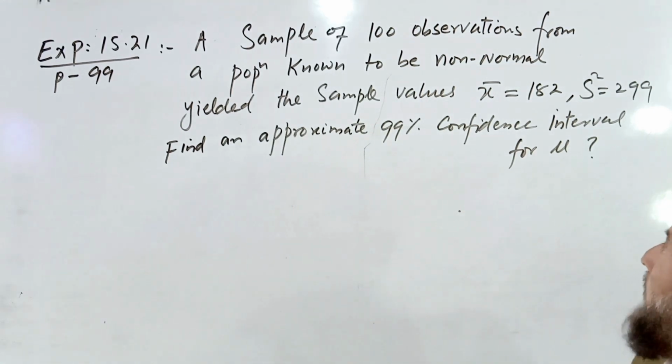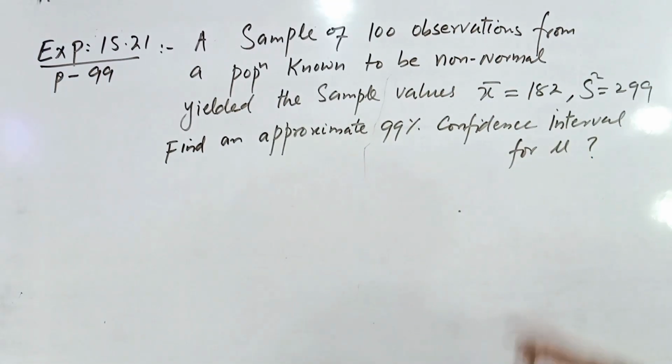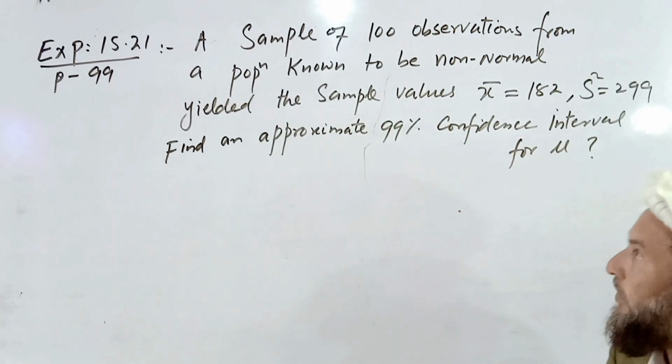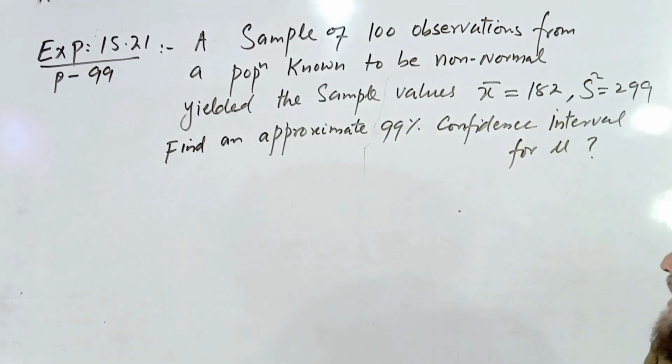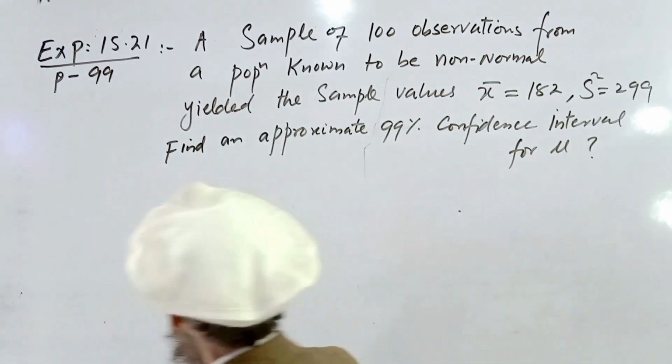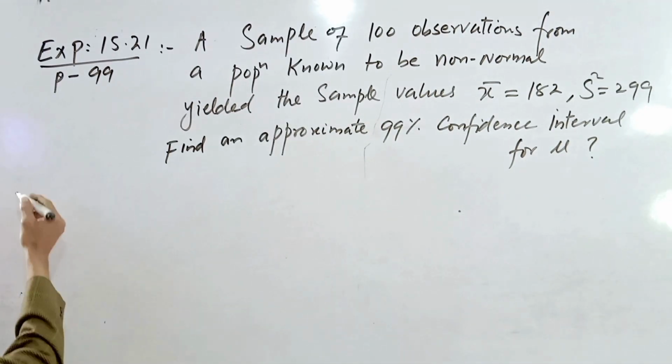Today we are going to learn example 15.21, page number 99. A sample of 100 observations from a population known to be non-normal yielded the sample values x bar equal to 182 and s square, the sample variance, equal to 299. Find an approximate 99% confidence interval for the population mean. Non-normal means that the sample size is sufficiently large, so approximately, according to the central limit theorem, we are applying it.